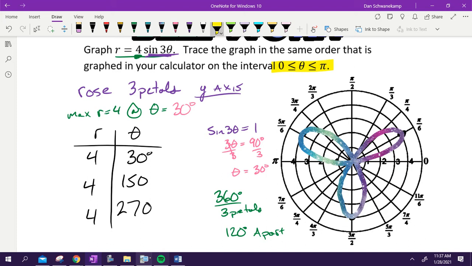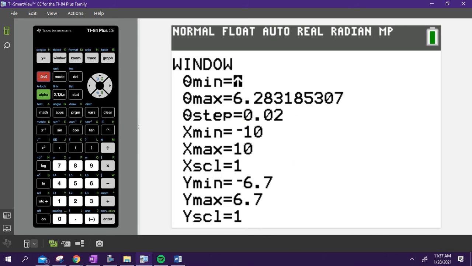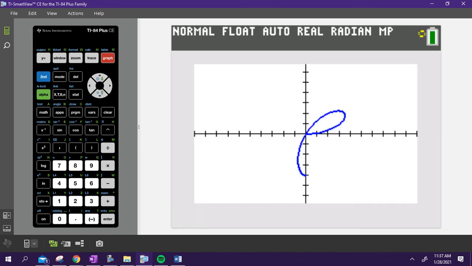Technically I just want to go from 0 to pi, because if I do 0 to 2 pi, it starts repeating. If I change my window to 0 to pi, I get that same graph. Nothing's going to change. It just stopped in the middle.